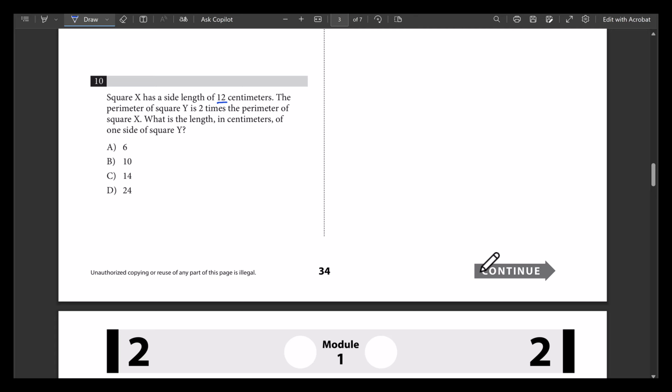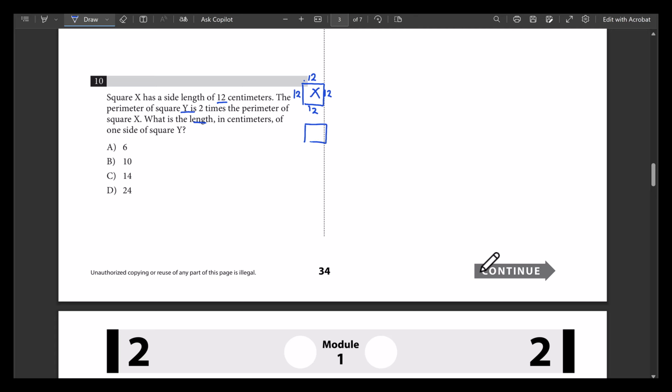Number 10, square x has a side length of 12 centimeters. The perimeter of square y is 2 times the perimeter of square x. What is the length in centimeters of one side of square y? Quickly sketching our square x, I'll put it as x. We have each side as 12 centimeters because it is a square.